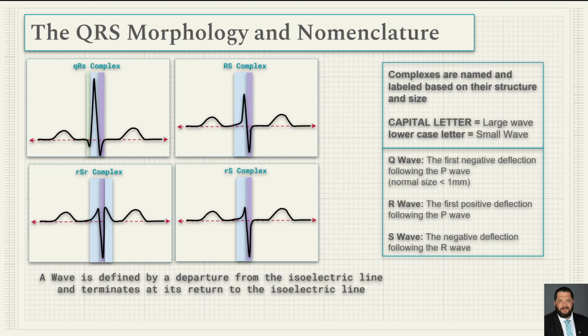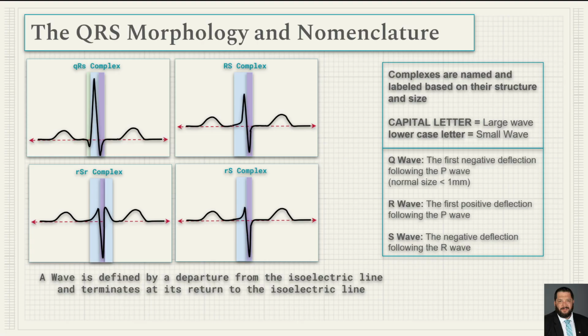The R wave concludes when it returns back to the isoelectric line, the red dotted line that you see on your screen. And then it continues on to create the S wave, the negative deflection following the R wave. And it concludes when it returns back to the isoelectric line. This S wave is small in comparison to the R wave, so we would denote that complex with a small q, a large R, and a small s. Still a QRS complex, but how we capitalize those letters represents the visual representation of that specific complex.